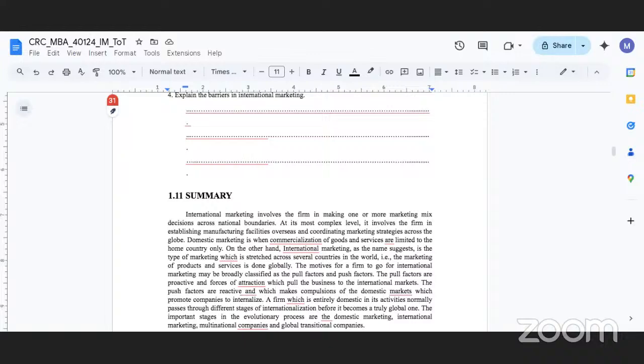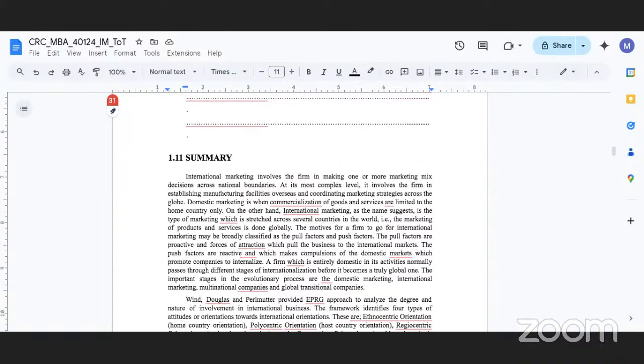So, summarizing Unit 1, we are saying that international marketing involves the firm in making one or more marketing mix decisions across national boundaries as they go internationally. And at the complex level, it means maybe even establishing manufacturing facilities overseas and coordinating marketing strategies across the globe. So this is fundamentally today's session. So this is where we will stop today, and we will continue the next session in the future.